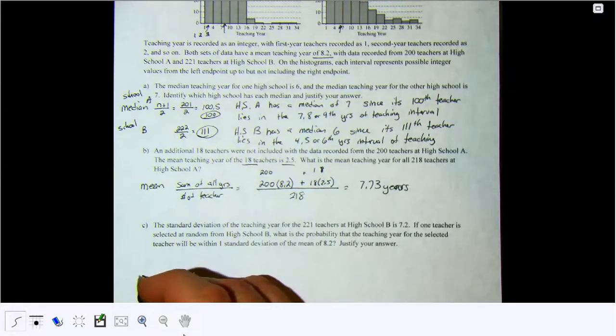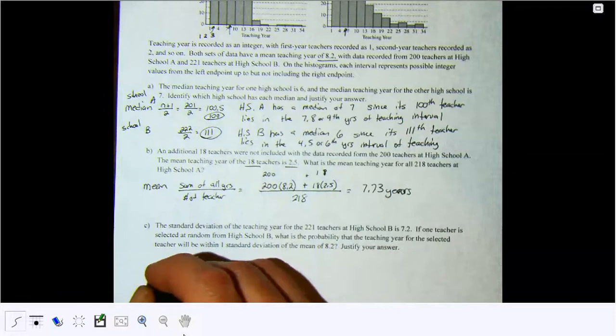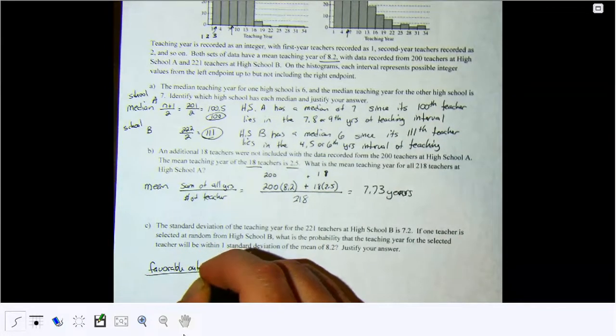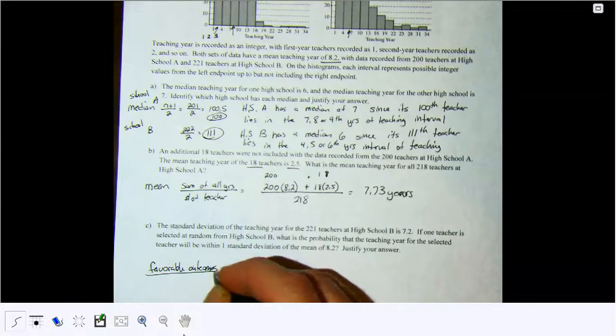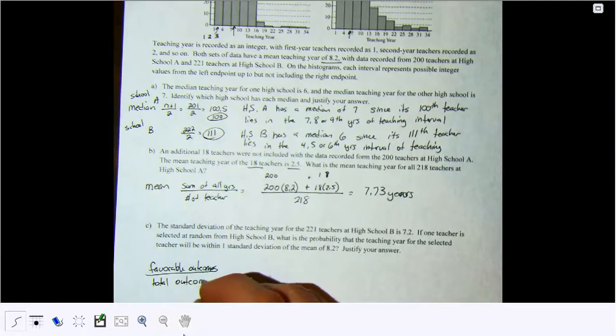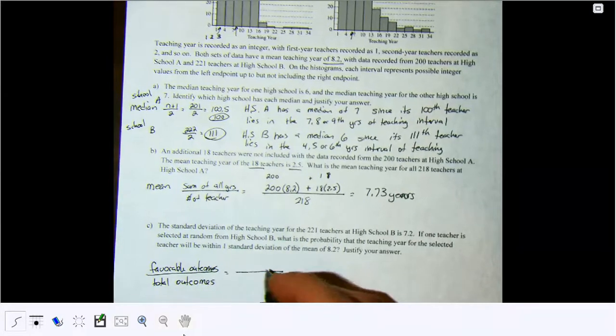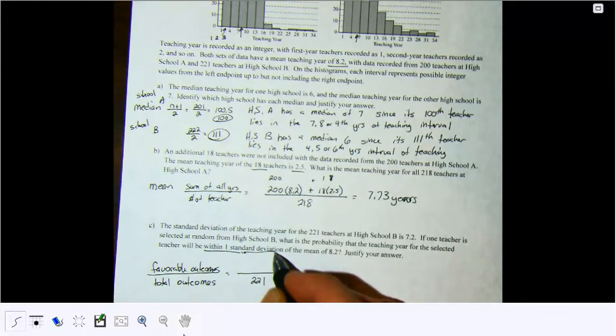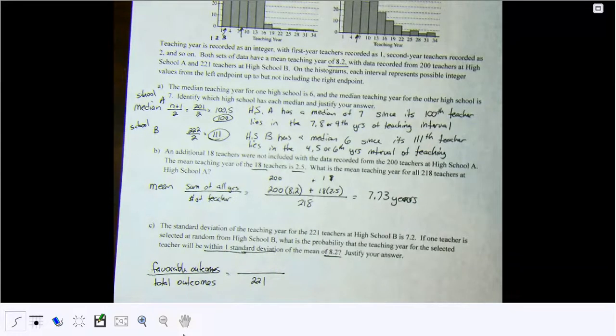Justify your answer. All right, so again, we'll go back to probability. A probability is found by taking the favorable outcomes and dividing that by the total outcomes. Well, the total outcomes is easy. That's going to be 221. But we have to figure out what my favorable outcome is. My favorable outcomes are if I am within one standard deviation of 8.2.